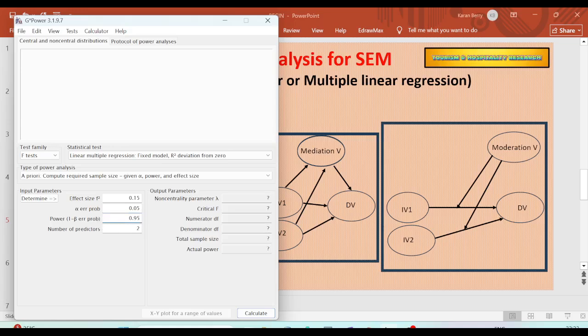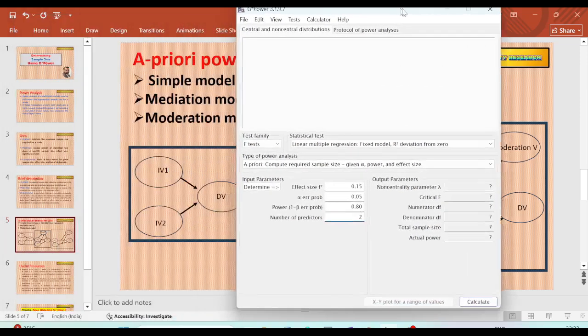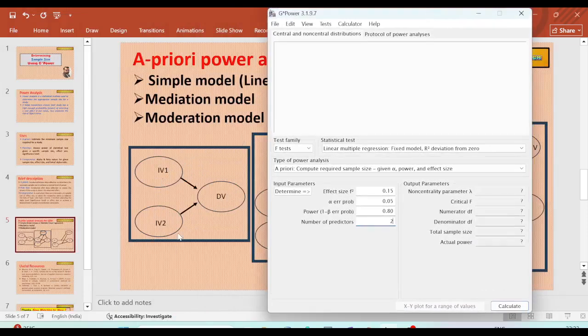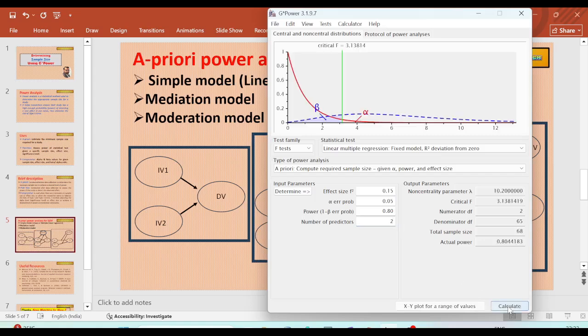So 0.95 is recommended, but in tourism and hospitality research we usually keep power of 80% or 0.80. Now we have to enter the number of predictors. So for the first model, you see there are 2 predictors. So let it be 2 and I calculate. So it says that I require a minimum sample size of 68 for this simple model, wherein I have 2 independent variables and 1 dependent variable.